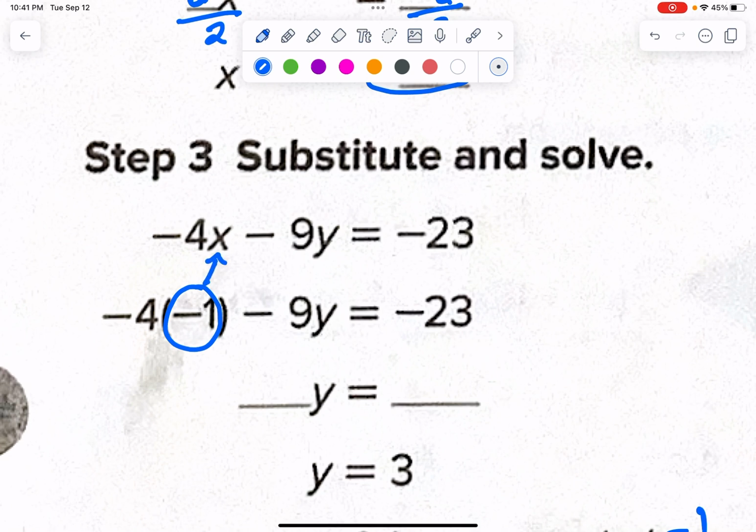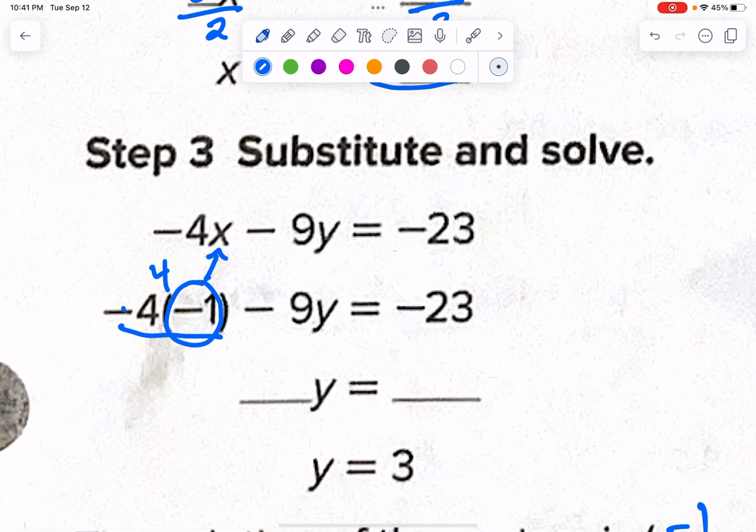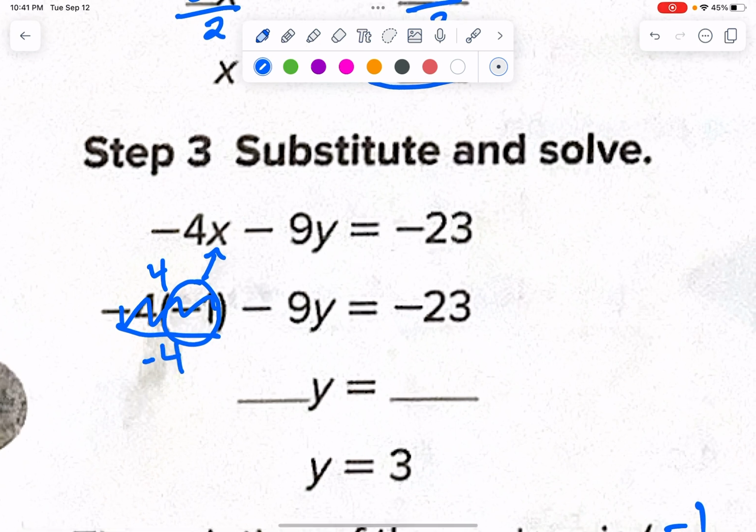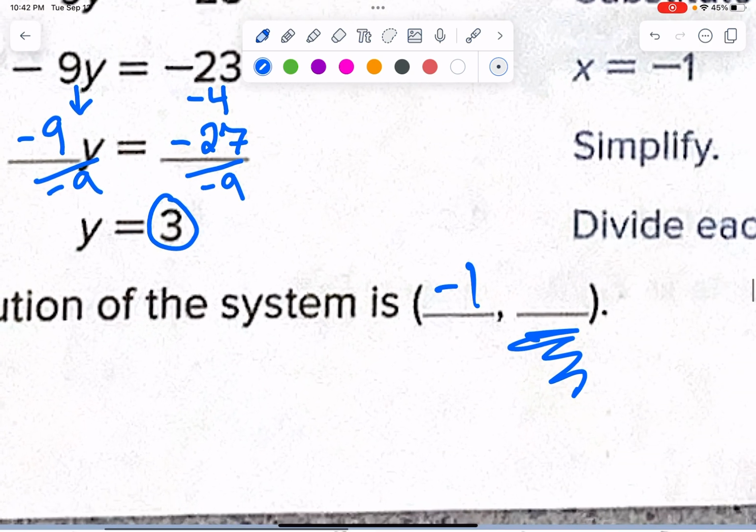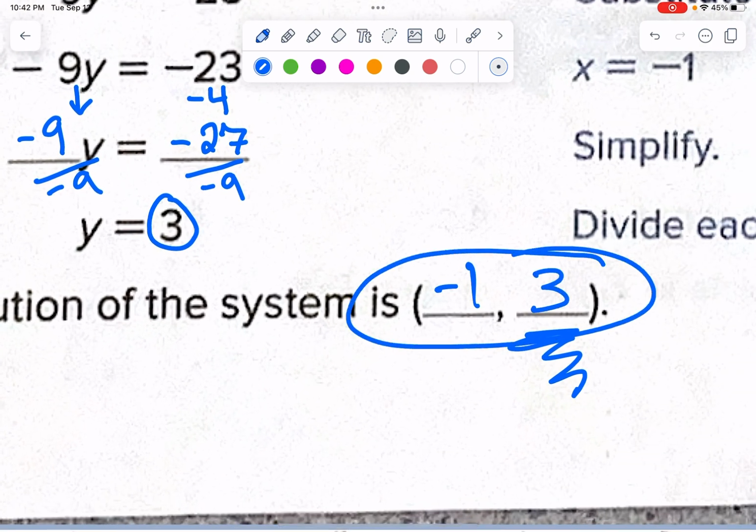They've done that. And now they're solving: negative 4 times negative 1 is positive 4. Okay? And then what they've probably done is they've subtracted 4 to the other side. So I've got negative 27 is this guy. And then negative 9y is just chilling out. He's just hanging on for the ride. If I divide by negative 9, I get positive 3. So I have negative 1, positive 3. That's going to be my solution.